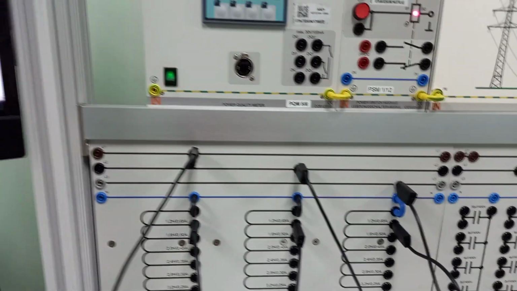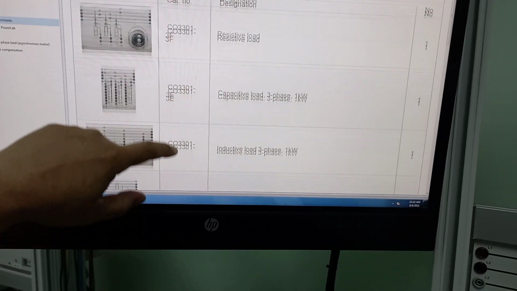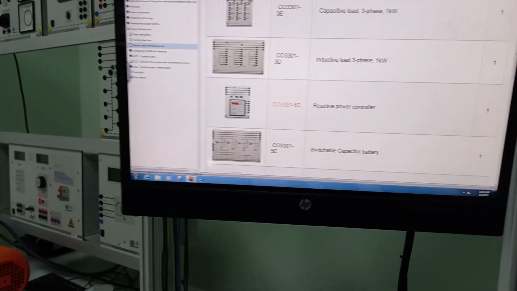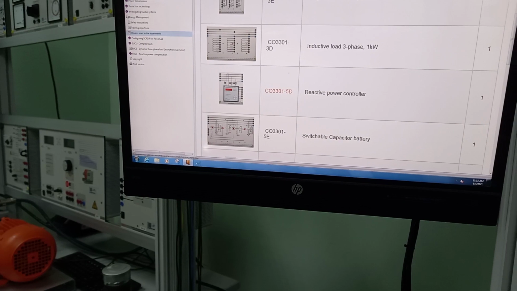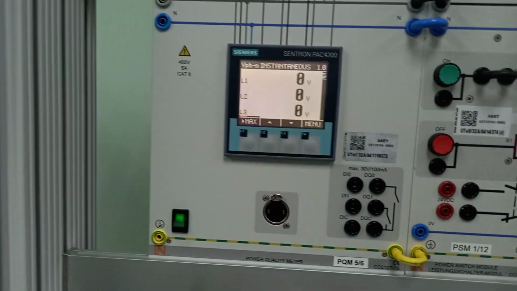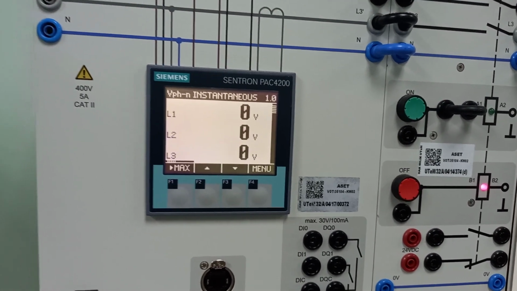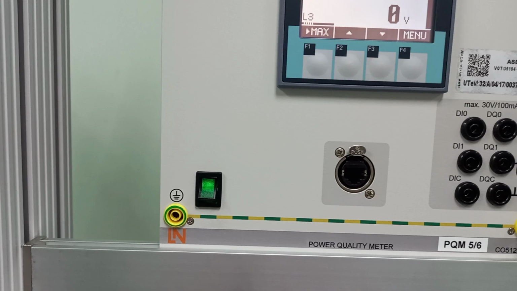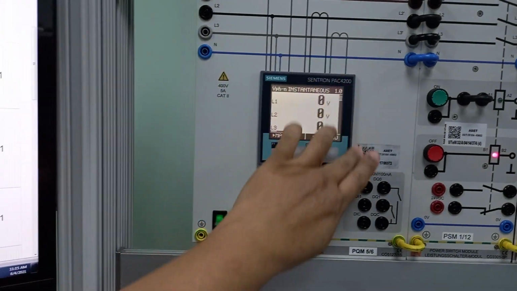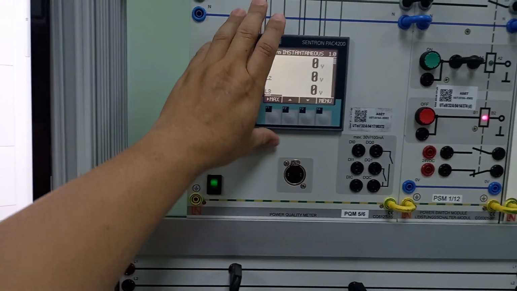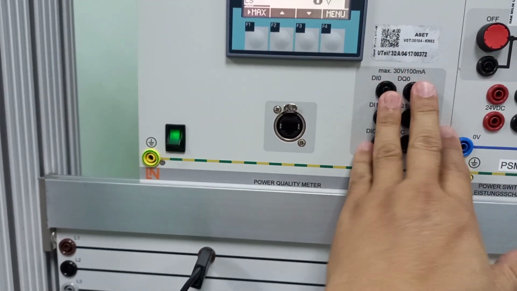Now, since this is about energy management, in this particular experiment we would like all of you to make a connection and try to identify the profile of power, either in terms of voltage, VAR, or volt-ampere. In order to monitor that, we have this particular instrument, the power quality meter. For the time being we will only focus on how to use this setting. For the rest, we leave it as it is.